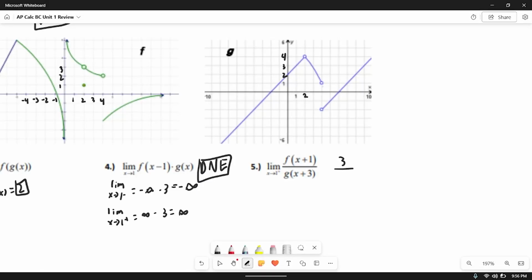The limit as, so this is g of x plus 3, so we can just do the limit as x approaches 4 from the right side. So right here is 4, as it approaches 4 from the right side, we have negative 2. So that's equal to negative 3 halves as our final answer for that one.